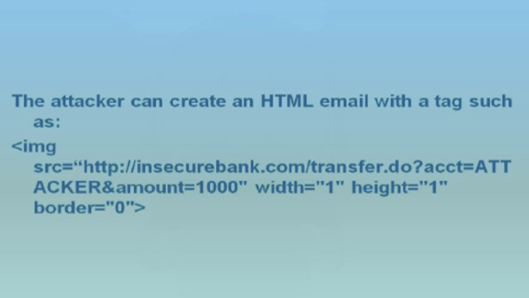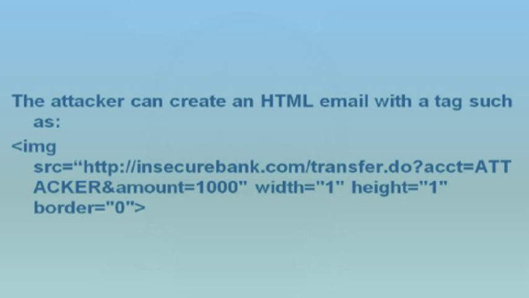The attacker can create an HTML formatted email that includes an image source tag. Now you look and see in this example, there's a URL address in this image source tag, insecurebank.com/transfer.do, account equals attacker, amount equals 1,000. We've seen this before. Now there's also a few other parameters here. Width equals 1, height equals 1, border equals 0. What's going on there?